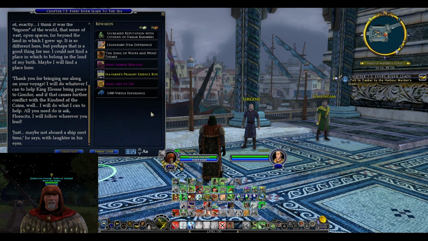I will do whatever I can to help King Elisar bring peace to Gondor. And if that causes further conflict with the Kindred of the Coins, well, I will do what I can to help. All you need to do is ask, Floricita. I will follow wherever you lead. Just maybe not aboard a ship next time, he says with laughter in his eyes. Okay.